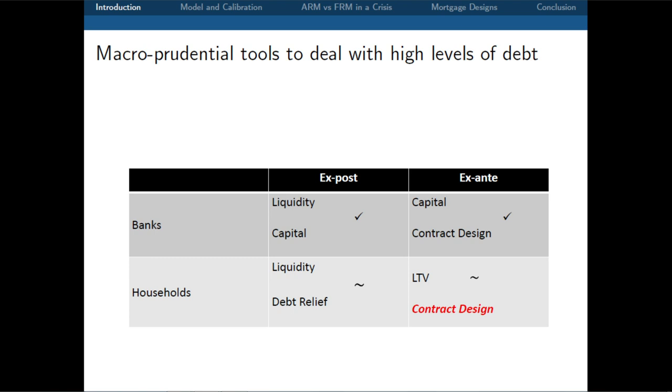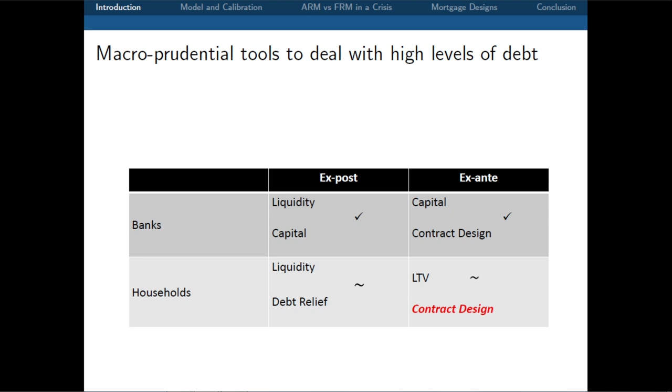I have made a slide here where I'm drawing the contrast between how policy has thought about banks and households when it comes to debt. If you just think about the macroprudential tools that we have to deal with high levels of debt in banks versus households, there's actually quite a big contrast. So take banks. Banks get in trouble with high levels of debt. Ex post, there's a collection of tools to deal with that.